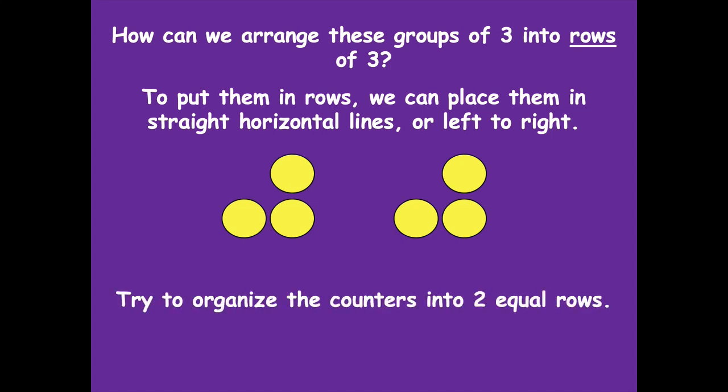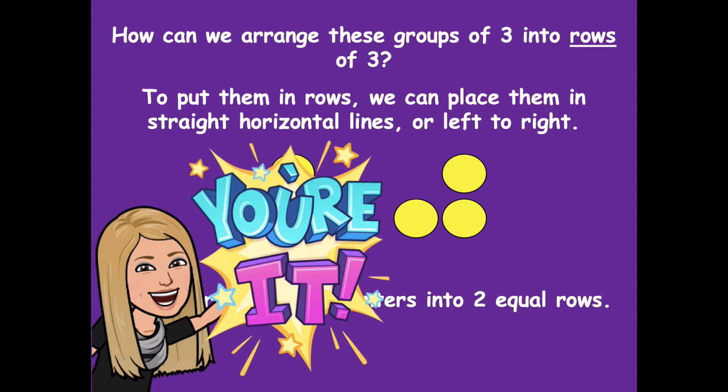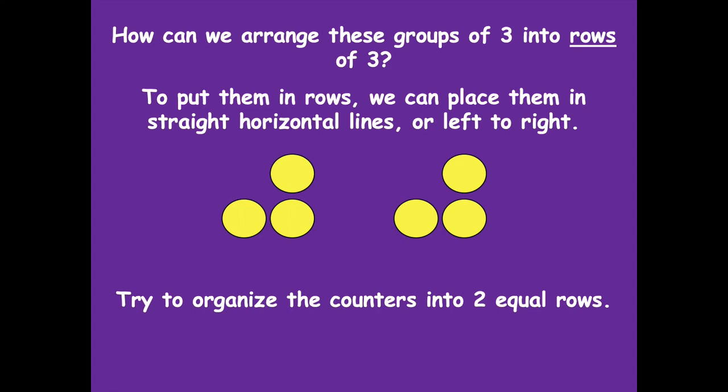Try to organize the counters into 2 equal rows. So pause the video. You want to grab out 6 counters and try and put them in 2 equal rows. That means they have to be the same in both rows. So pause the video, do that, and then click play when you're ready for the next step. All right, friends, pause if you need more time.